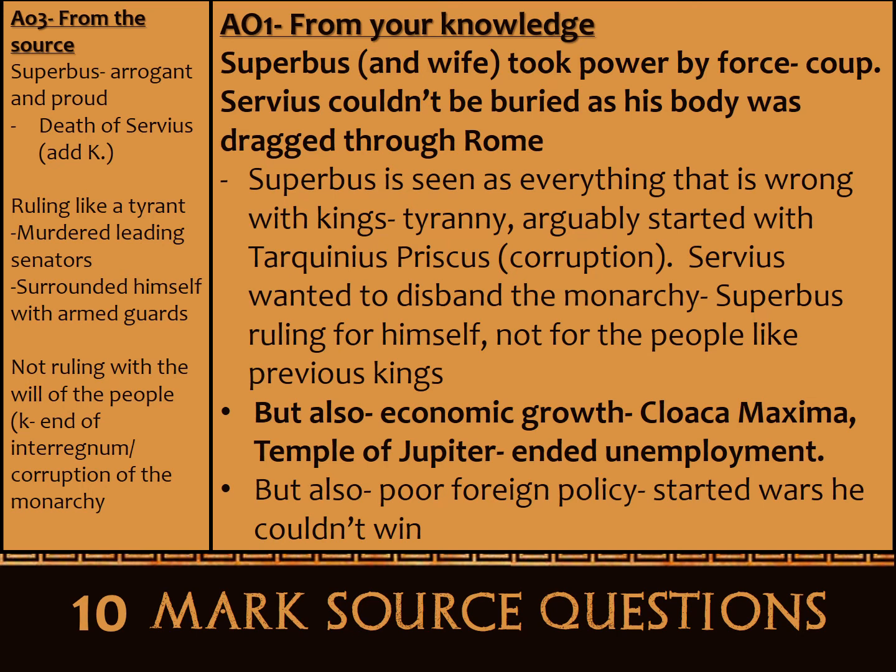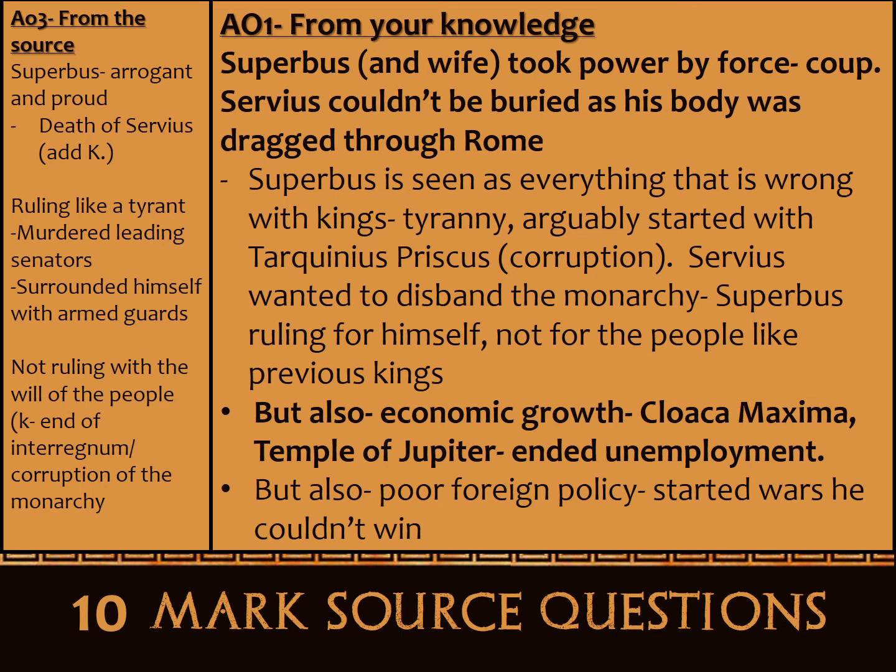So one thing you can always use for him is this idea of economic growth. So he built the Cloaca Maxima, which was a good thing. He built the Temple of Jupiter, which apparently ended unemployment. Alright, the Romans didn't like it, but it's something else he did that's not in the source, and that helps understand the nature of his rule. Yes, he's a bad guy, but he also does things to grow Rome.